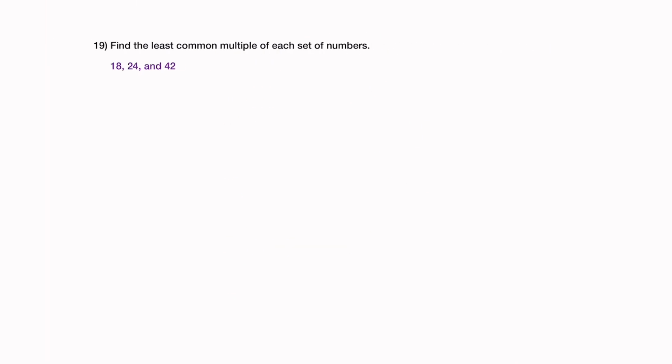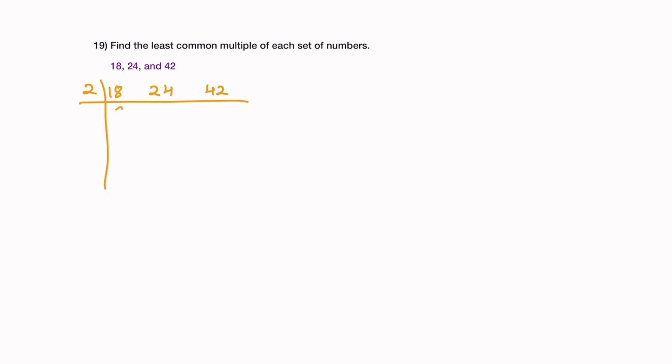We have to find least common multiple. Again, now instead of 2, we have 3 numbers. The method is not going to change. It remains the same. So, we write it here. 18, 24, and 42. The first method. Divide by 2 because all are even numbers.